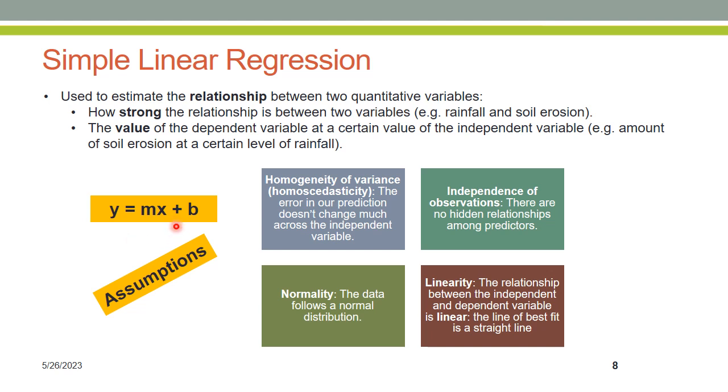The first assumption is called homoscedasticity, which means that the error in our prediction does not change much across the independent variable. The second one applies typically to multiple regression, but it's really the independence of observations, meaning that there are no hidden relationships among the predictors themselves. Then thirdly, we want to ensure that the data follows a normal distribution, and fourthly, that it lends itself to a linear analysis.